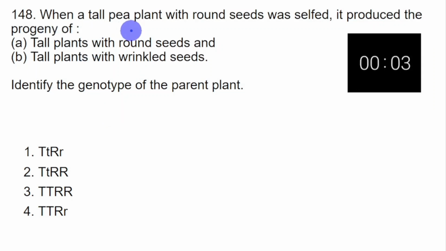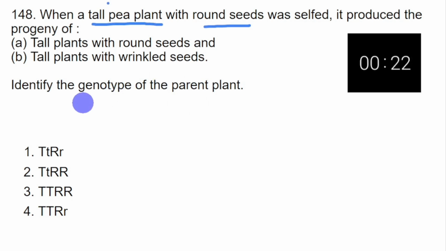When a tall pea plant with round seeds was selfed, it produced progeny of tall plants with round seeds, tall plants with wrinkled seeds. Identify the genotype of the parent plant. So we need to identify the parent plant.